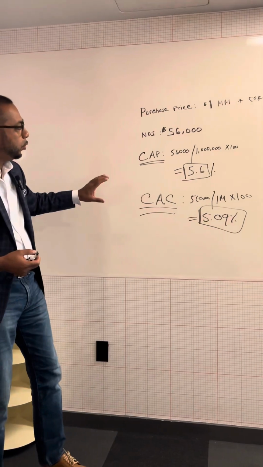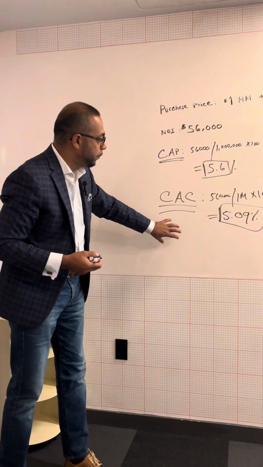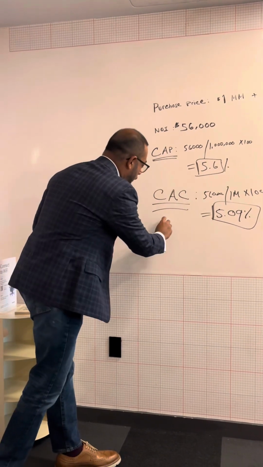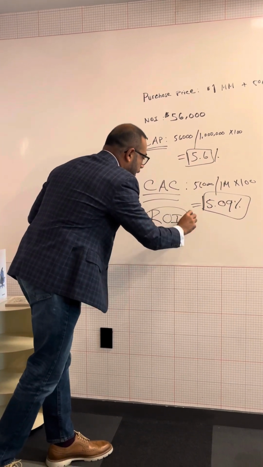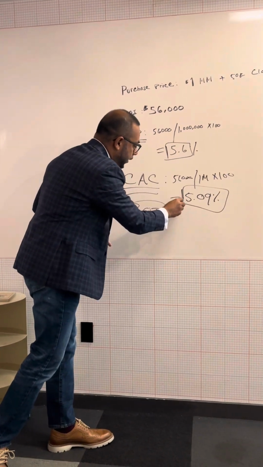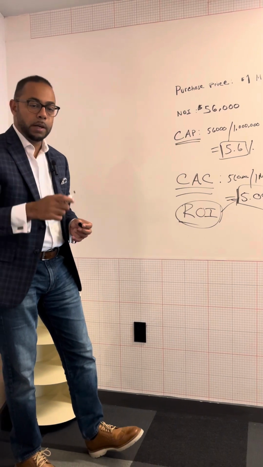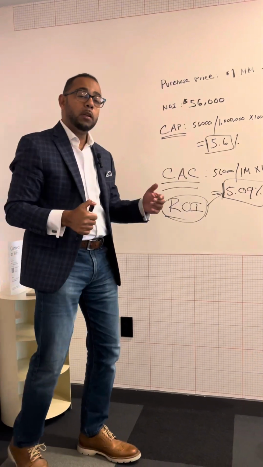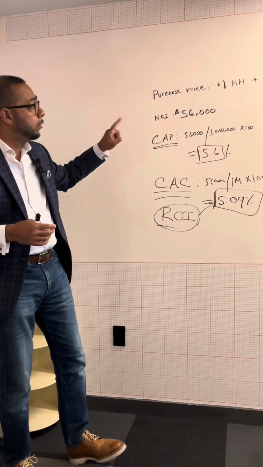So these are the two things, cap rate and cash on cash. This is also known as return on investment, your ROI. So if you are investing $1.1 million and you are getting $56,000, then your return is 5.09% for year one, right? Now, how do you calculate based off of a loan? We'll talk about that next.